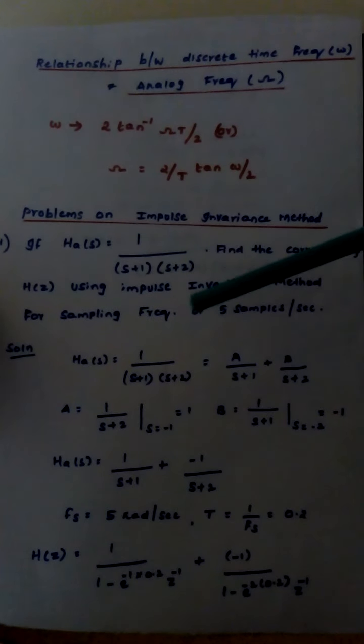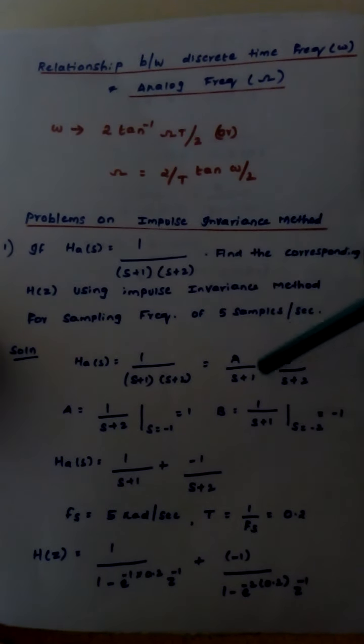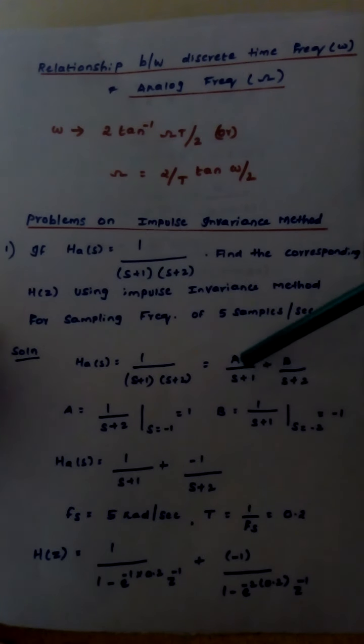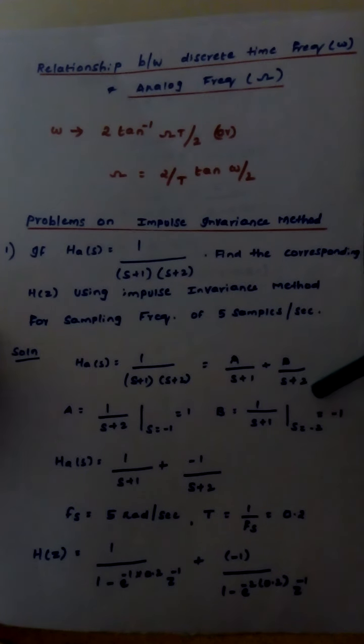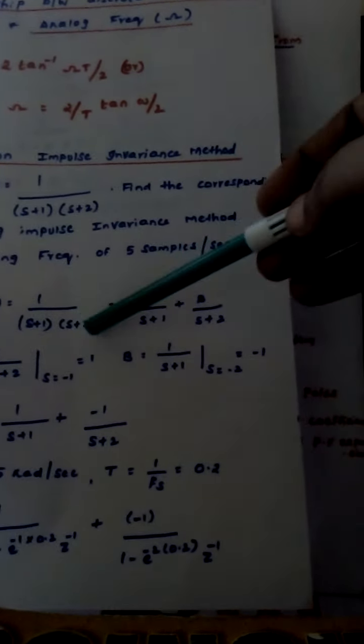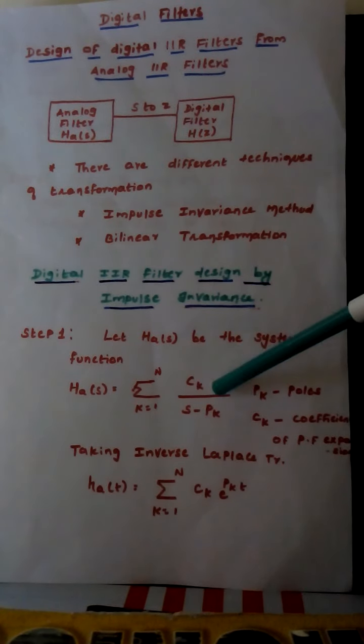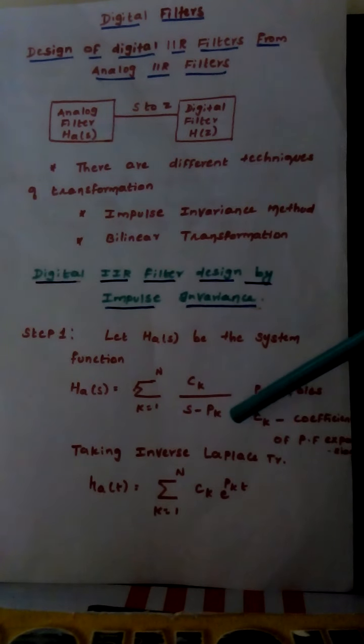For example, take the system H(s) equal to 1 divided by (s plus 1)(s plus 2). With partial fraction expansion, we can write a divided by s plus 1 plus b divided by s plus 2. Here a and b are the coefficients of the partial fraction expansion, and there are 2 poles, which are the pk. So in terms of partial fractions, we write ck divided by s minus pk.